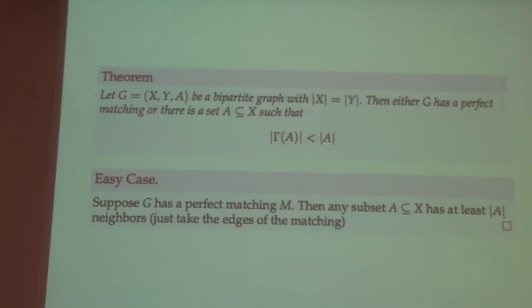And what it says is the following. Suppose I have a graph with the same number of vertices on either side, so there's no trivial reason it can't have a perfect matching. And I want to know if it can have a perfect matching or not. Then either it does, or there is some subset A of vertices on the left side whose neighborhood shrinks, because the number of vertices in the neighborhood, gamma A, is less than the number of vertices in A.